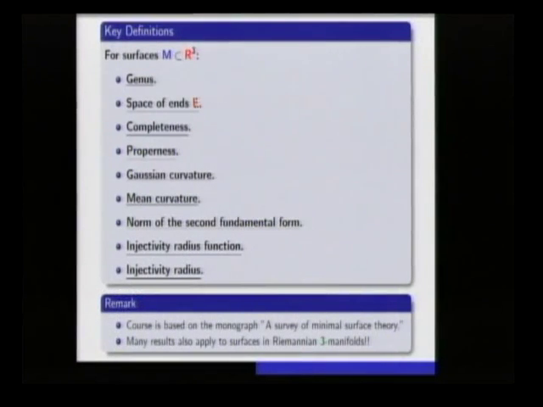Space of ends, I've got a feeling I probably will not conclude. I'll probably start talking about this today, but the space of ends is something most mathematicians don't know very much about. So I really want you to get a good foundation on what it means to be an end of a surface.